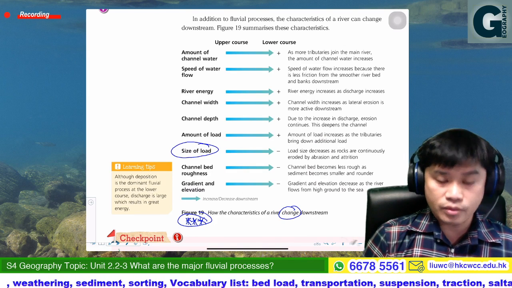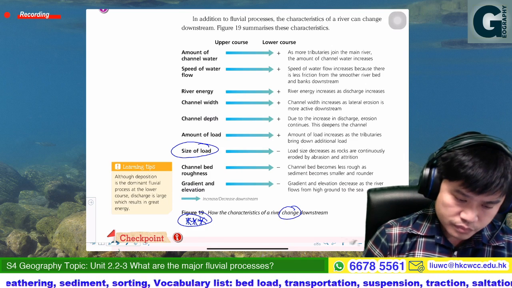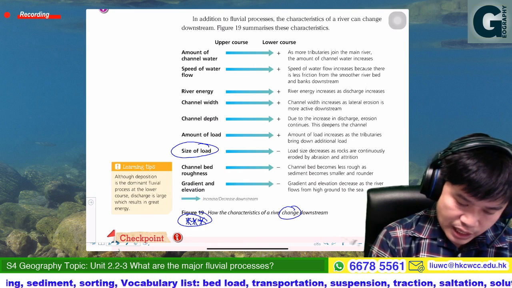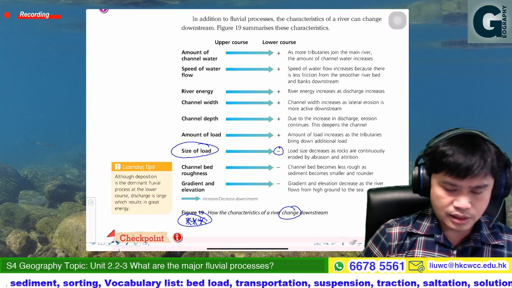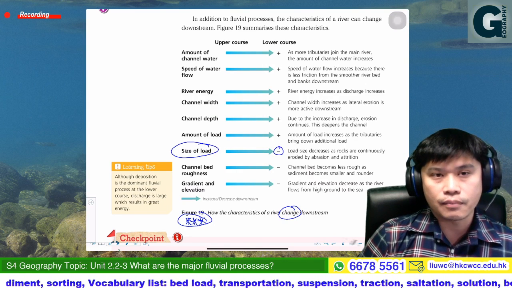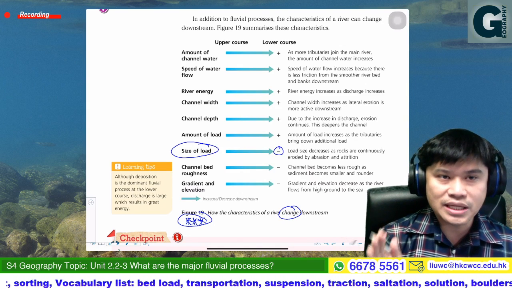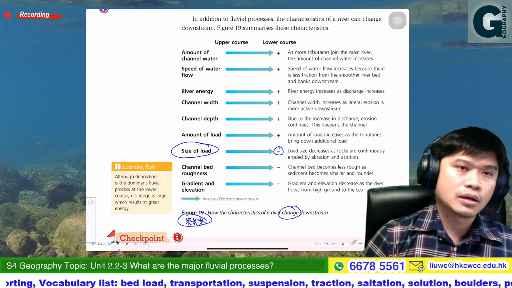Okay, so just now we mentioned the size of load. From the upper course to the lower course, you can see that the size of load is minus. It means that the size of load from the upper course to the lower course is reducing.